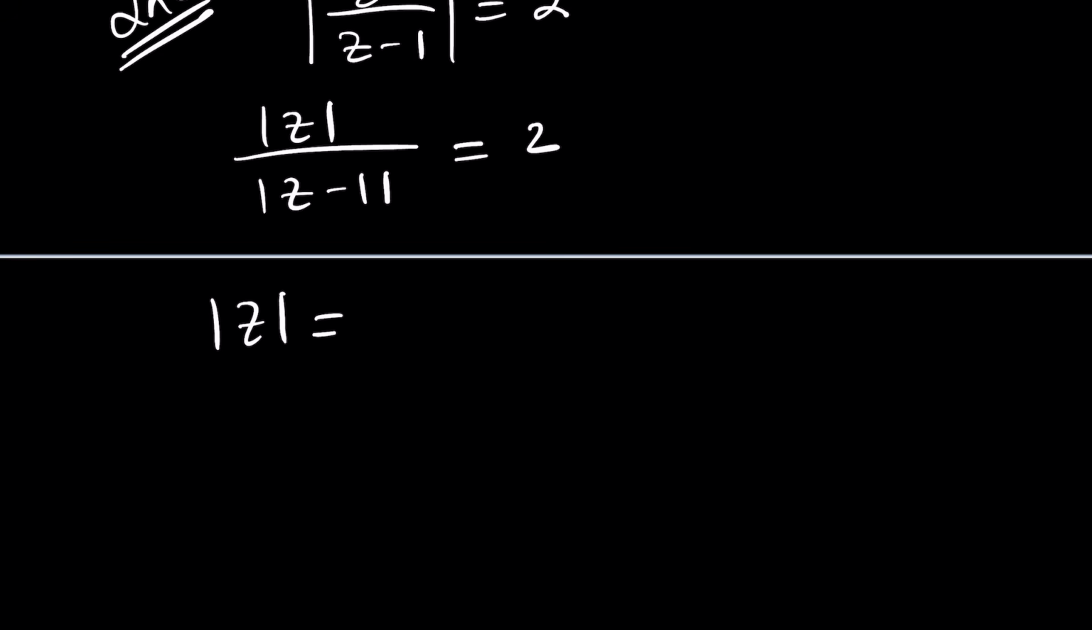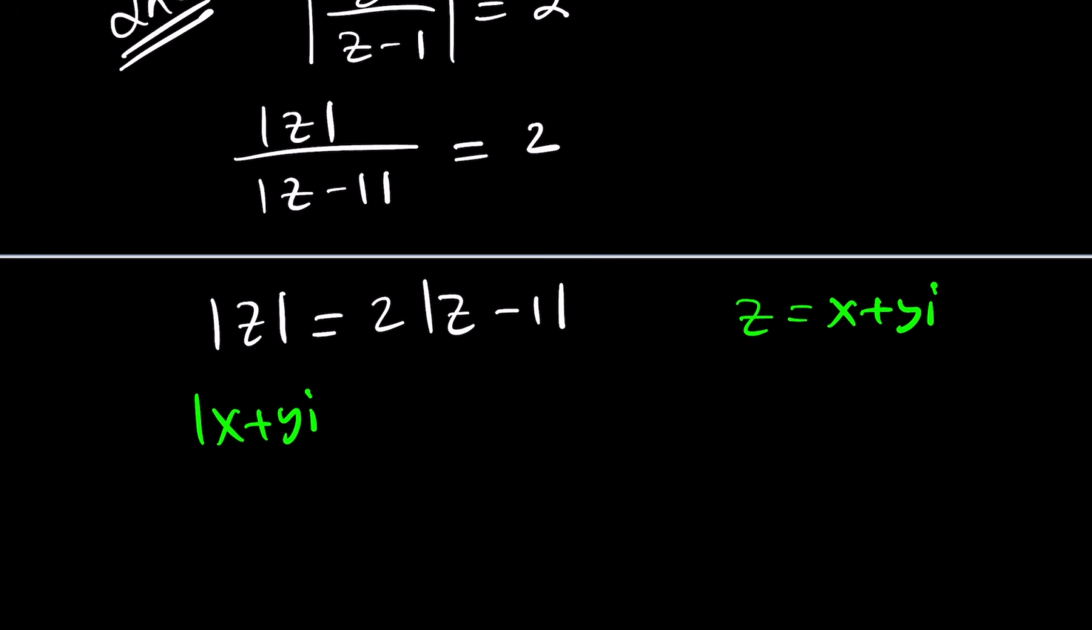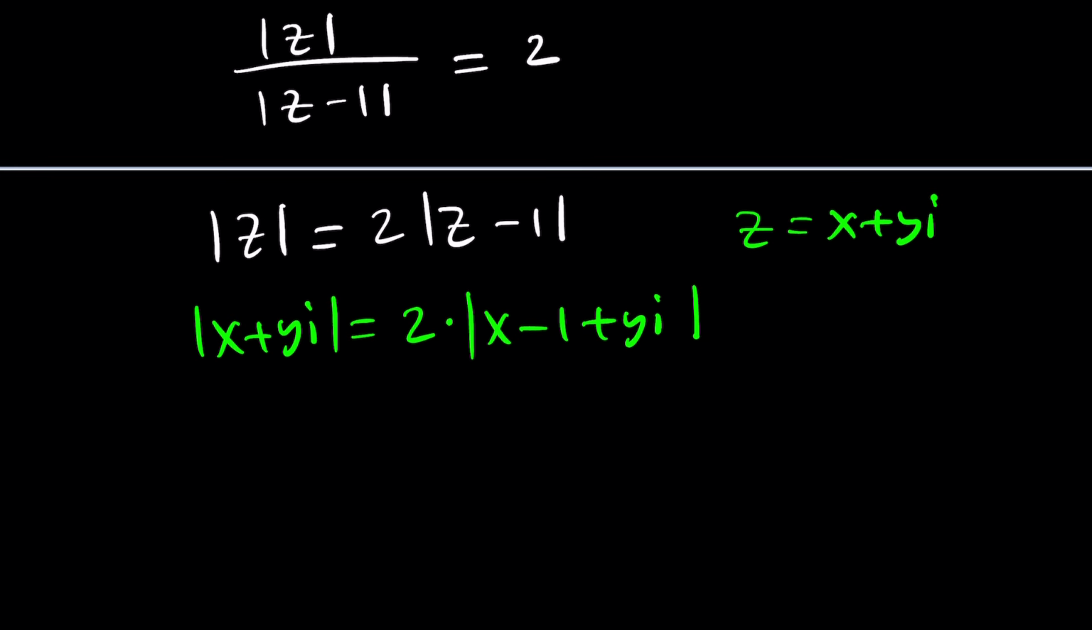And why do we do that? We don't want to deal with fractions and complex conjugates. Here we go. Now you can go ahead and replace z with x plus yi, and then it should be fairly easy. We have x plus yi here, and then we have the 2 here, and then we have the x minus 1 plus yi. You already know that, right? And now I'm going to go ahead and take the absolute values separately. You see, it's a lot easier to do that way.